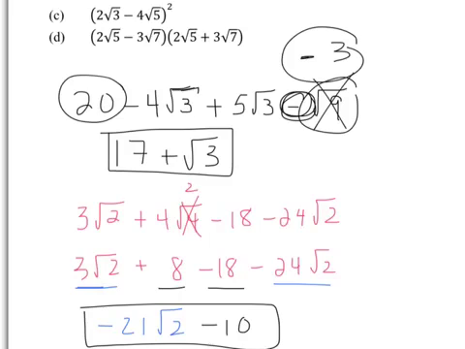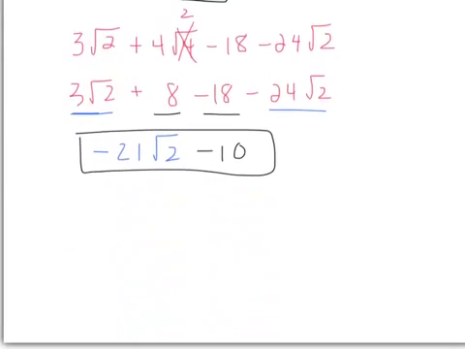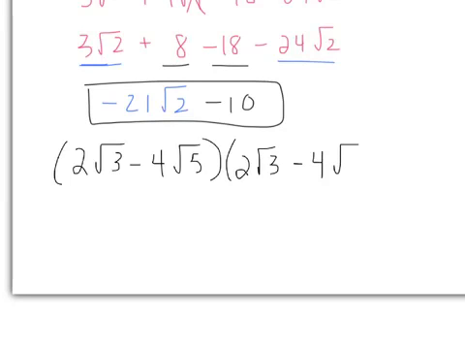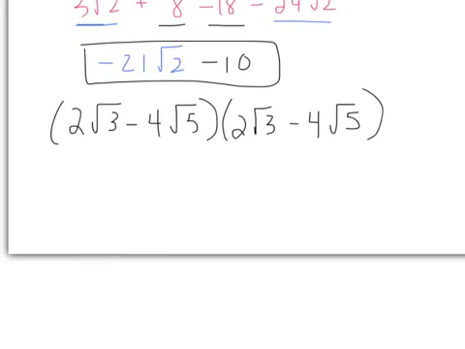So it's 2 root 3 minus 4 root 5. We're going to write that twice. And when I made this problem, I just went 2, 3, 4, 5. Just realized that now. It's just going to be messy, that's all, okay?